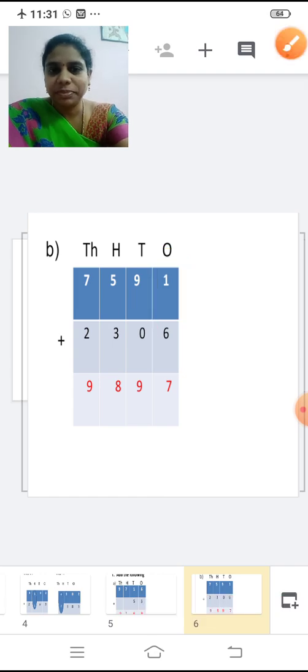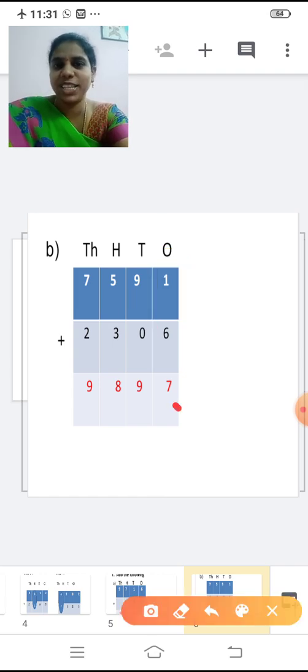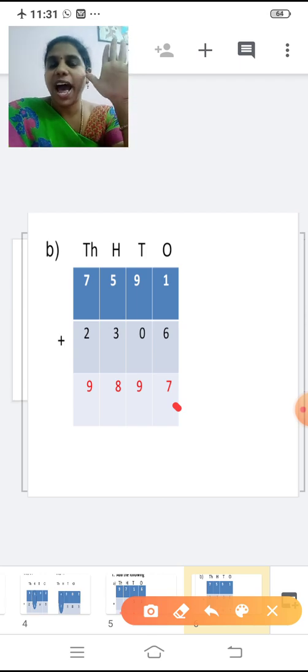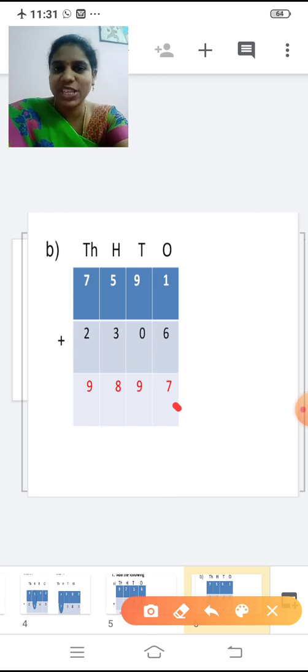So write 7 below the ones place. 1 in the mind, 6 in the finger. After 1, 2, 3, 4, 5, 6, 7. So the answer is 7. So write 7 down. Now what do you have to do next?